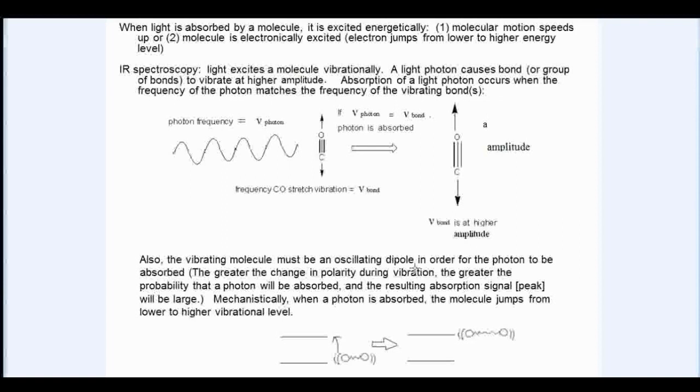Well, light is, at least in part, an oscillating electric field. If a molecule's oscillating bond is changing its polarity, it too will act as an oscillating electric field. When an oscillating electric field of a light photon meets an oscillating electric field of a molecule, the two fields can co-join, and the light photon can get absorbed.